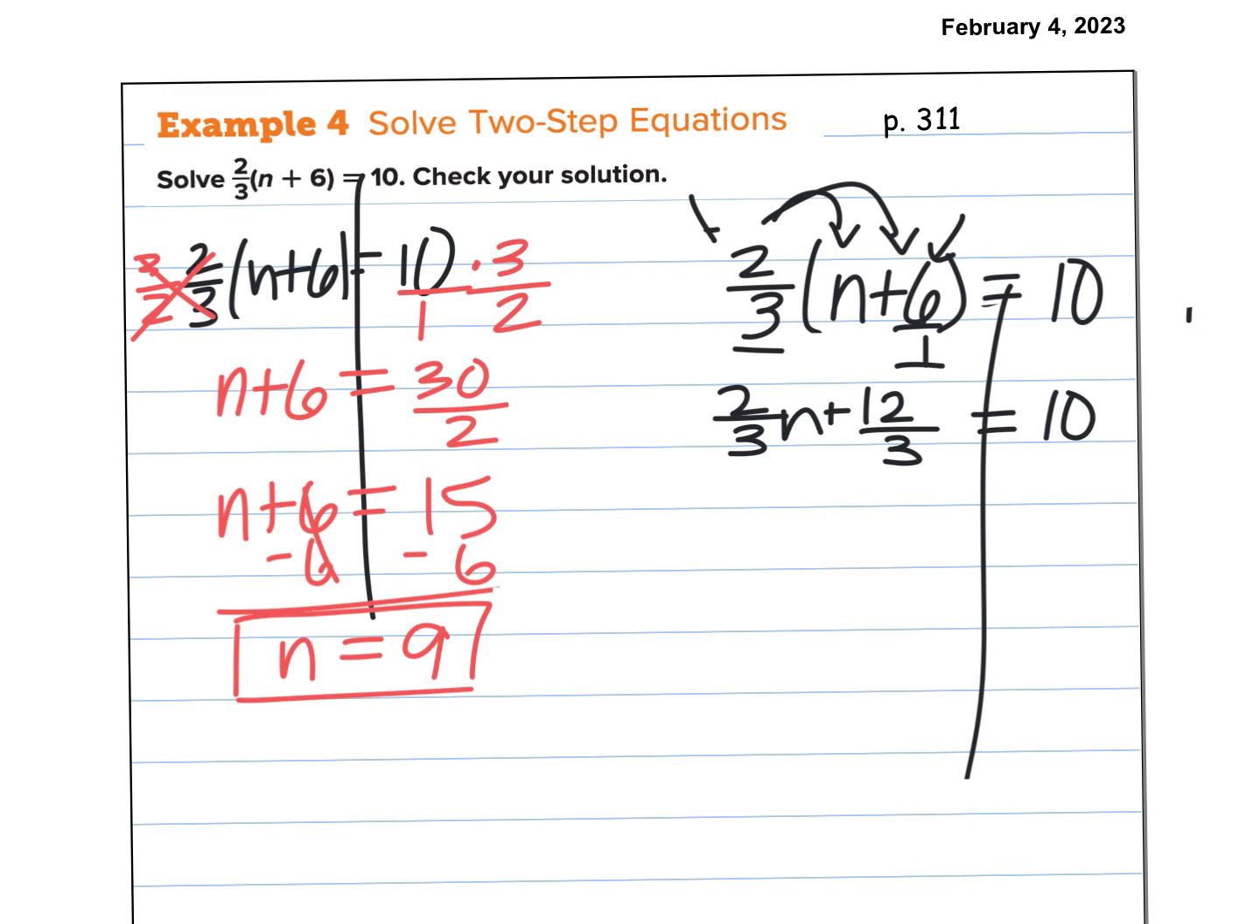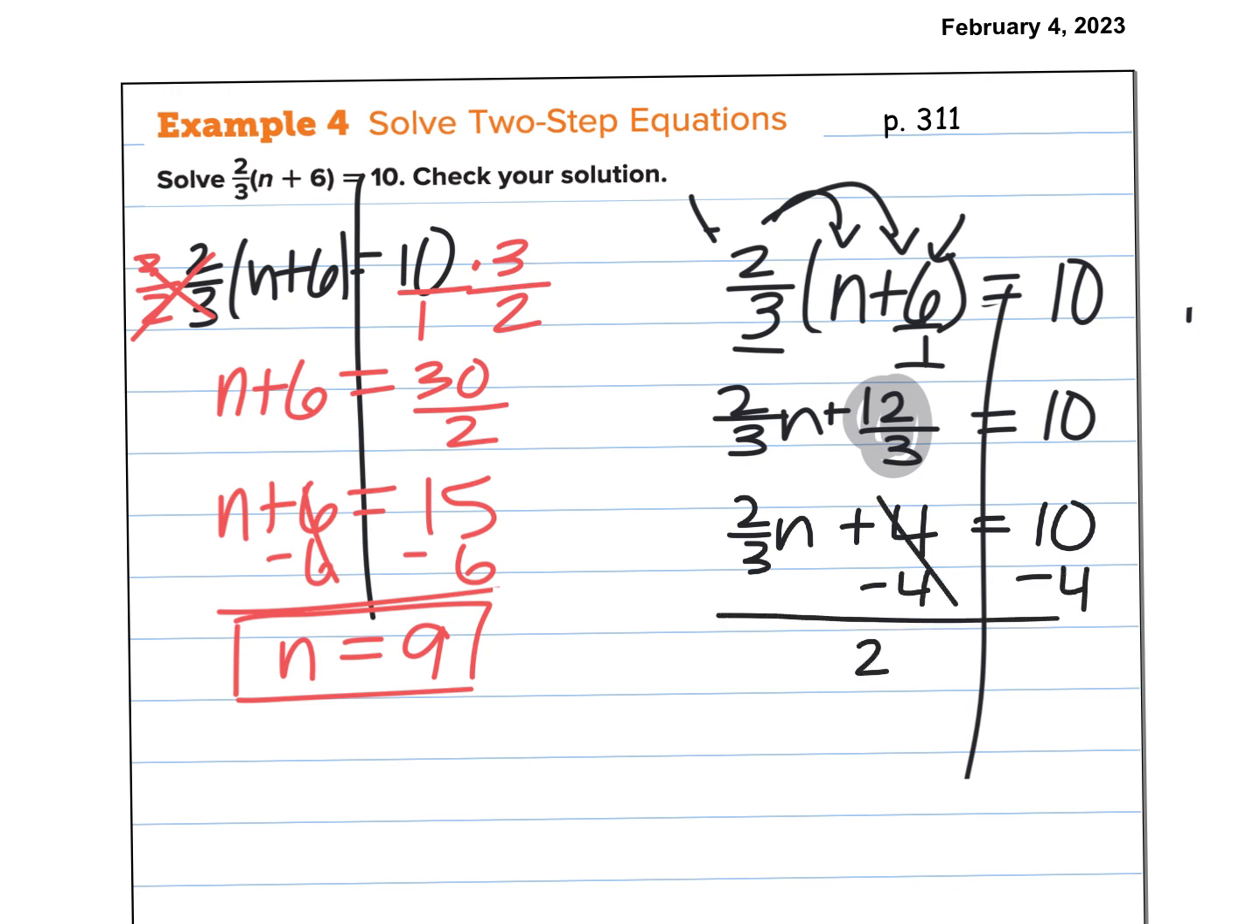Okay, now before I go any further, I'm going to kind of divide this out. 12 divided by 3, that's the same as writing a 4. So I have 2/3 n plus 4 equals 10. Okay, I'm going to keep going on this. I'm going to subtract 4 from both sides. So I get 2/3 n equals 6. And then I have one more step.